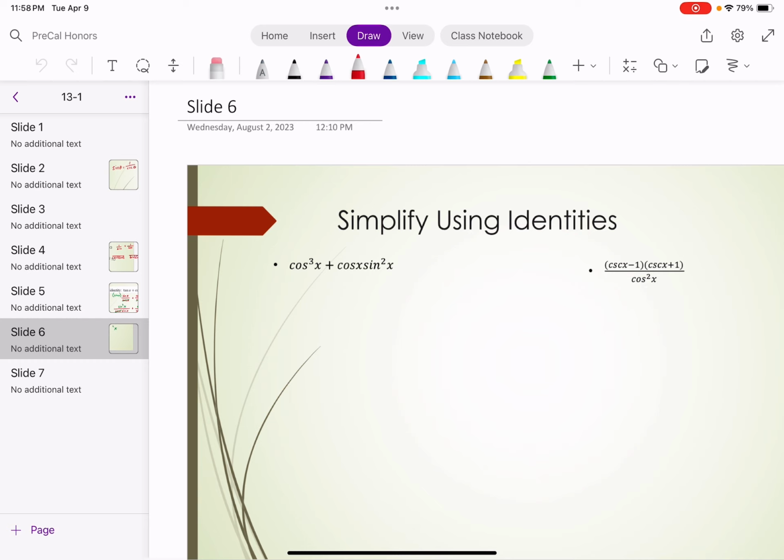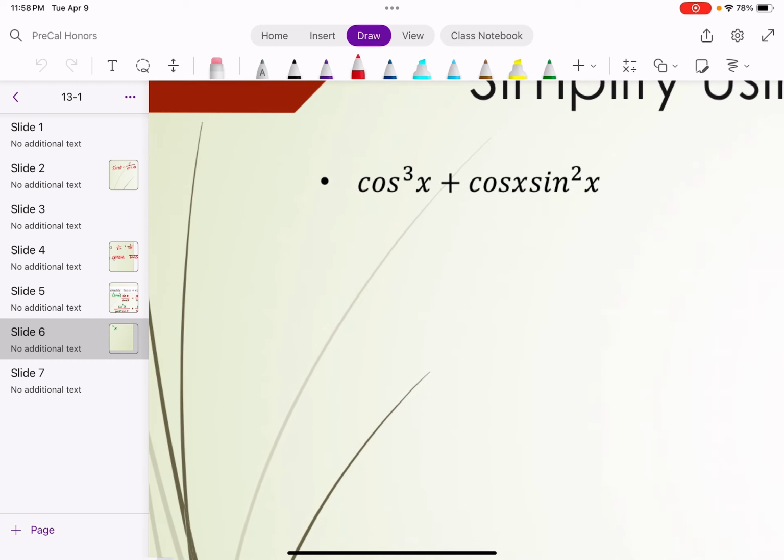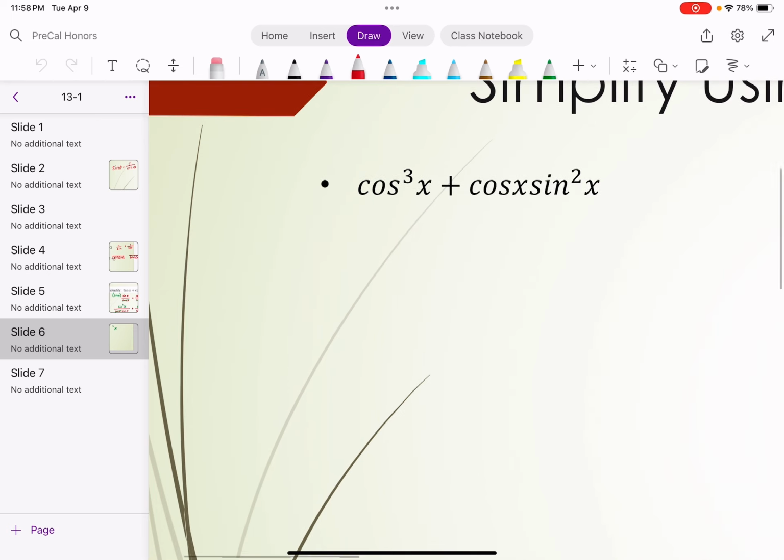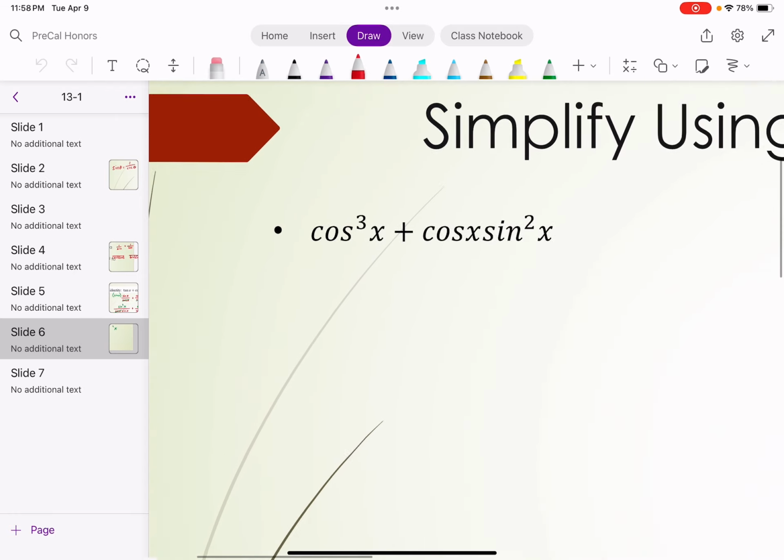So let's take a look at the problem on the left-hand side. Our first step here is to take out a greatest common factor of cosine x.